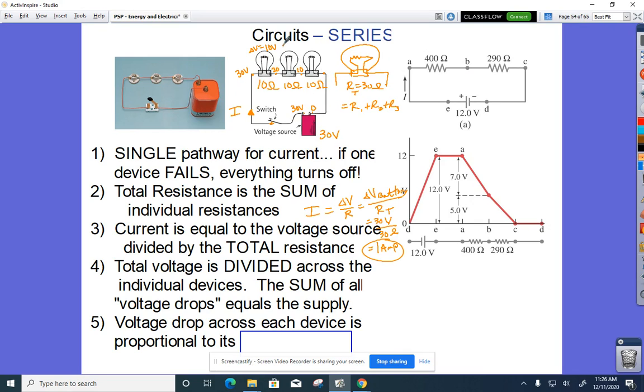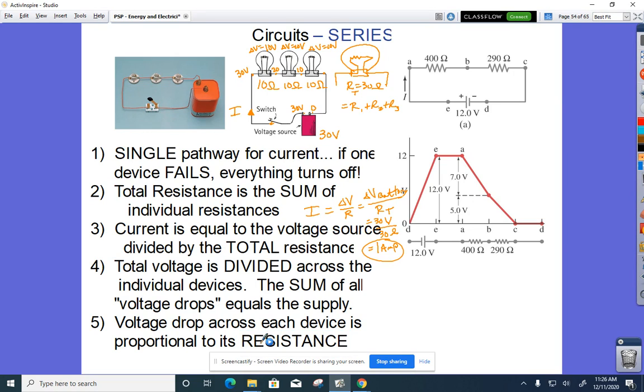So what I get is a delta V that in this case would be the same across each device, and they would all add up to the total voltage being supplied by that battery. So the total voltage is divided across the individual devices. The sum of all those voltage drops equals the supply. Now the voltage drop across each device is in proportion to its resistance.